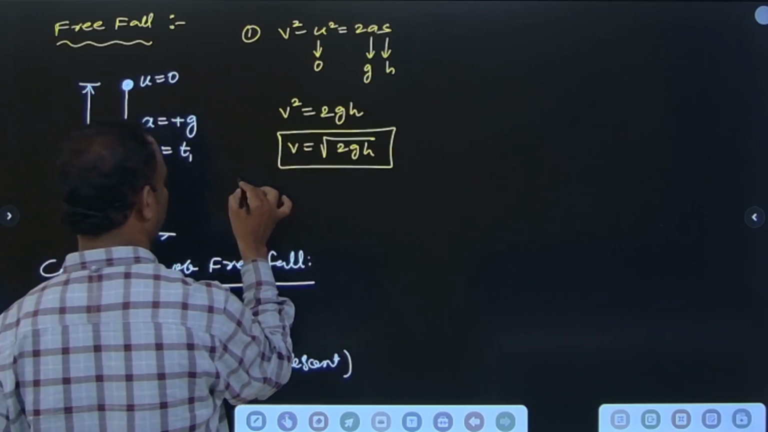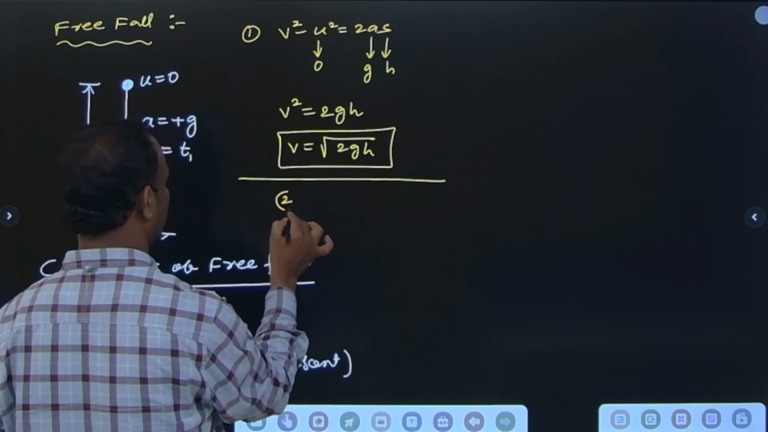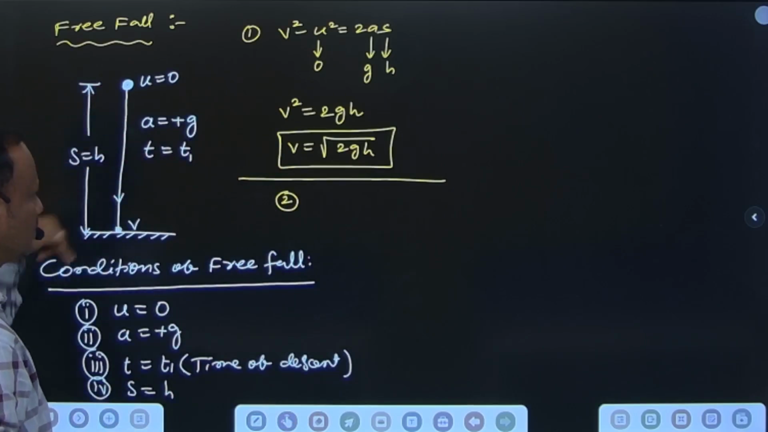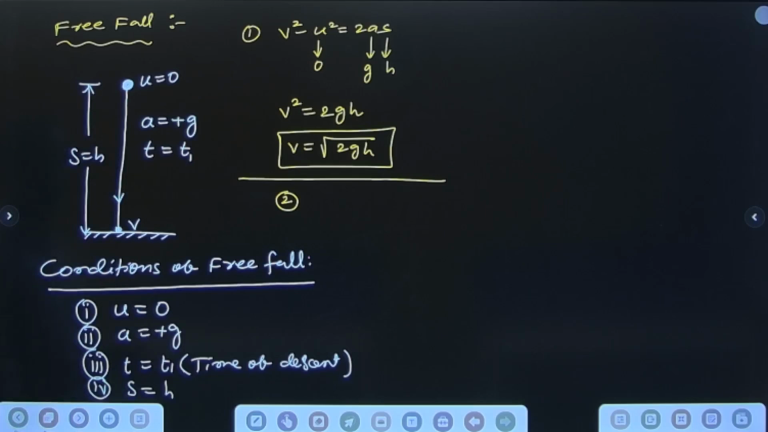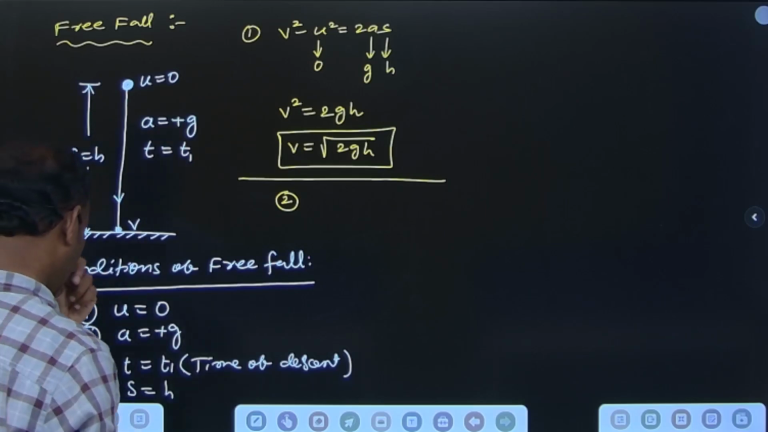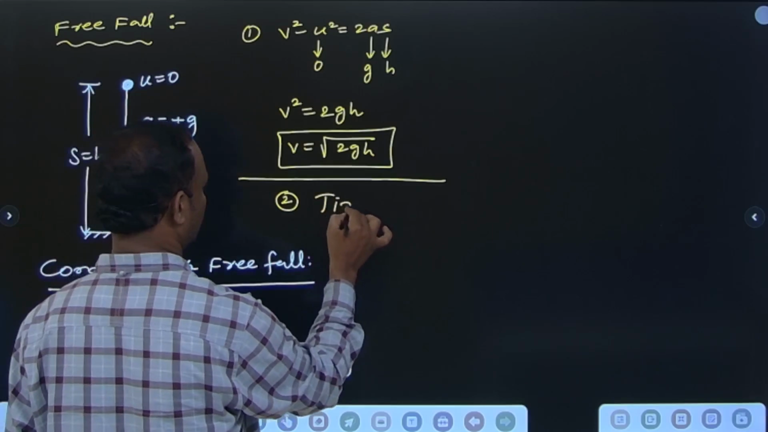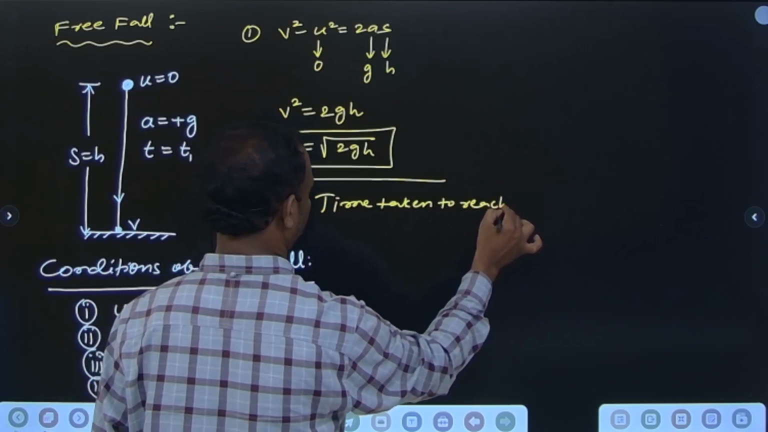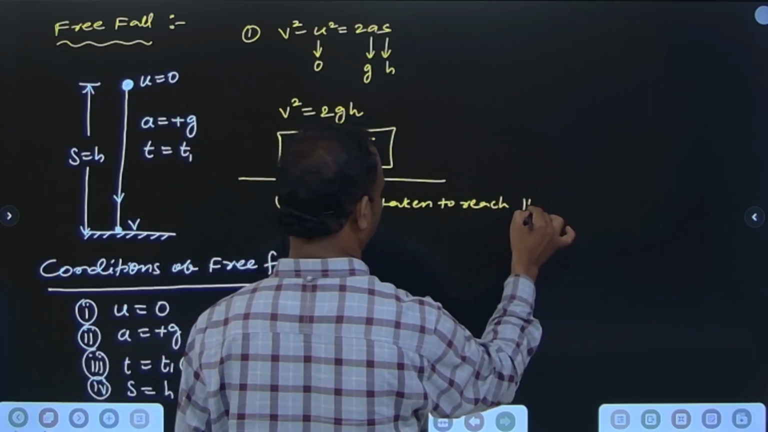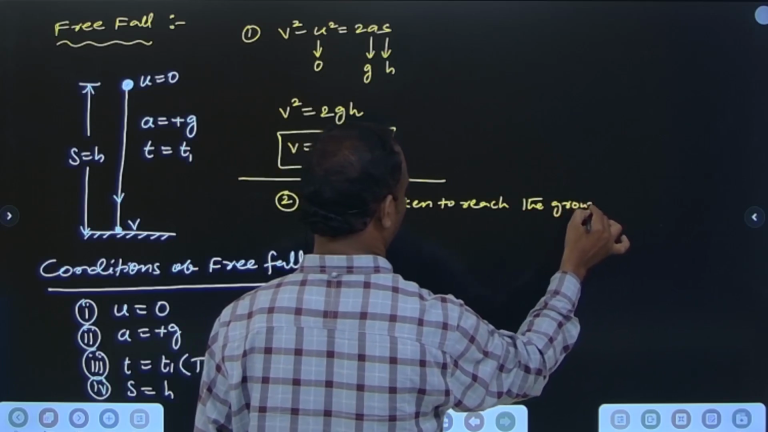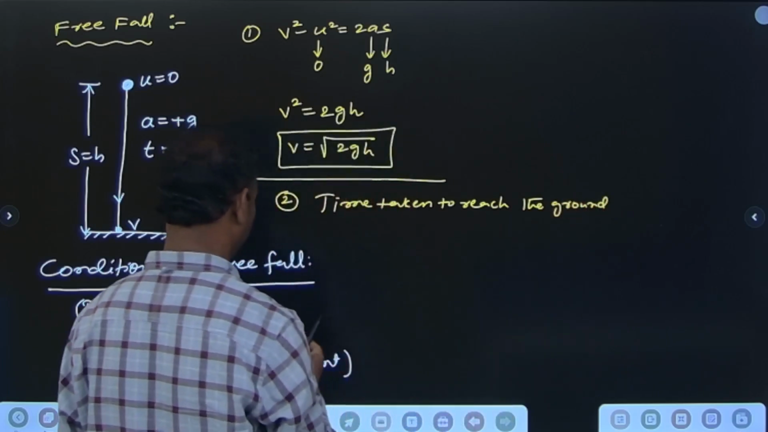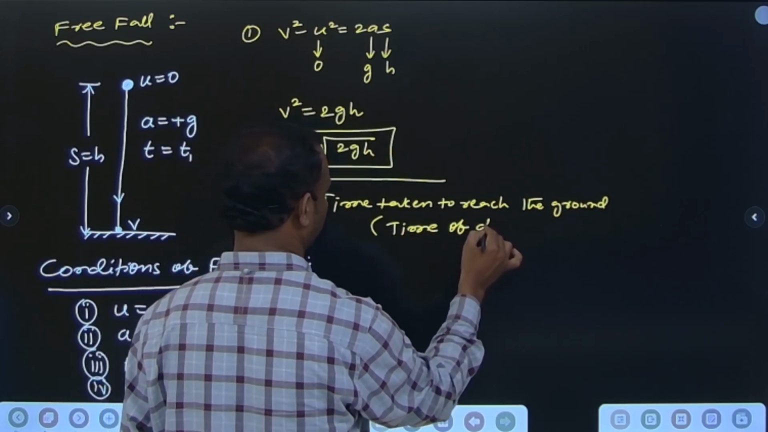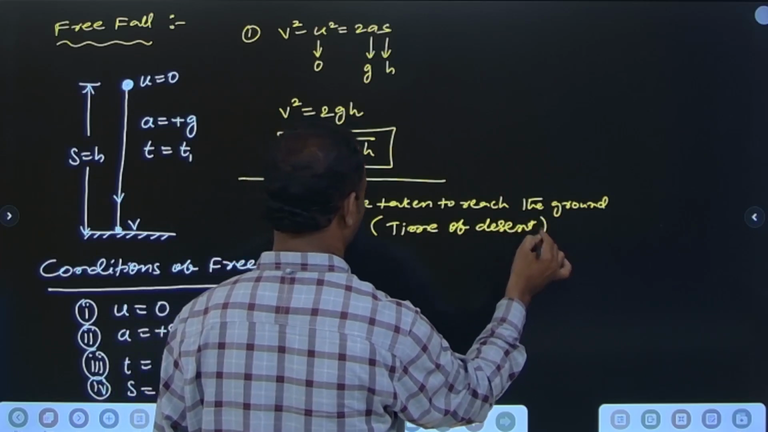For the second one, the initial velocity is 0, and the body strikes the ground with velocity square root of 2gh. Next, what is the time taken to strike the ground? This is the time of descent.